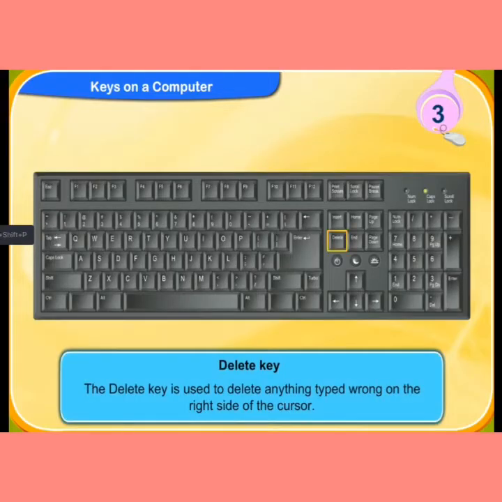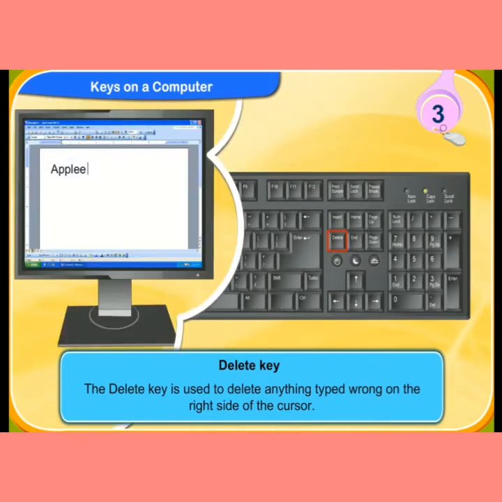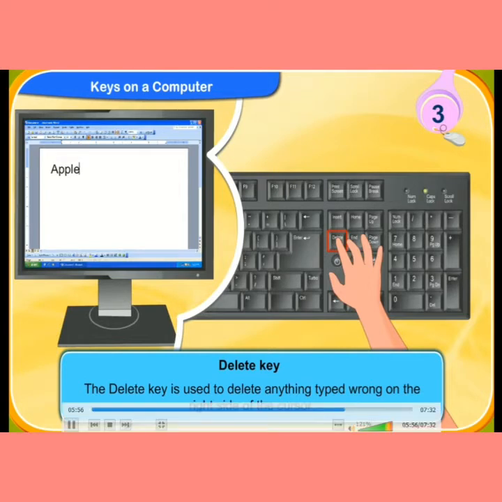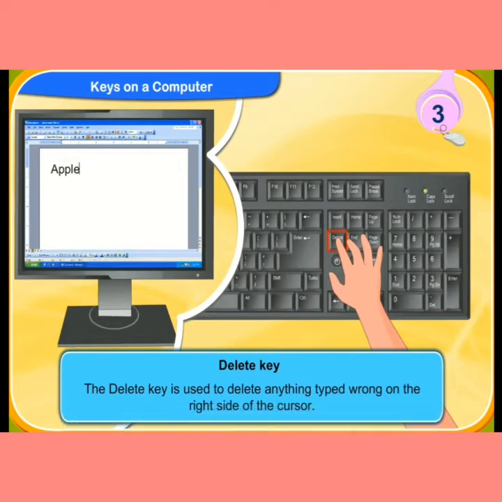Now the next key is the delete key. Now what is the use of this delete key? The delete key is used to delete anything typed wrong on the right side of the cursor. In case you have typed apple with an extra E, you can erase the extra E by moving the cursor before the letter E using the arrow keys and pressing the delete key once.